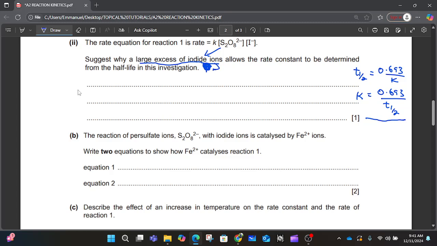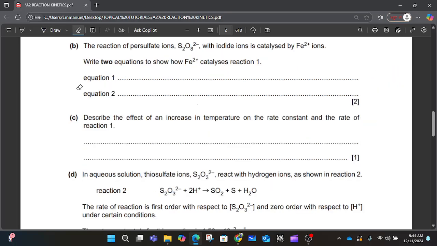If the concentration changes, it means that our half-life will also be changing. And so since the concentration in this case is the same, it means our half-life is the same. And so it makes determination of K or calculation of K very, very easy. And so you have to say that concentration of I- is constant. And so once it is constant, we can easily determine the K.